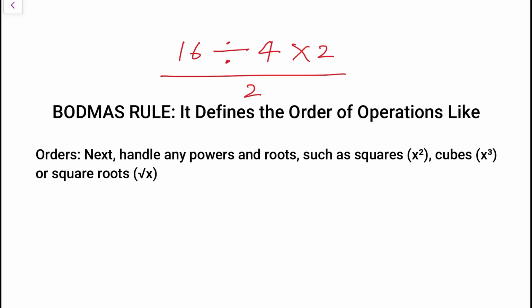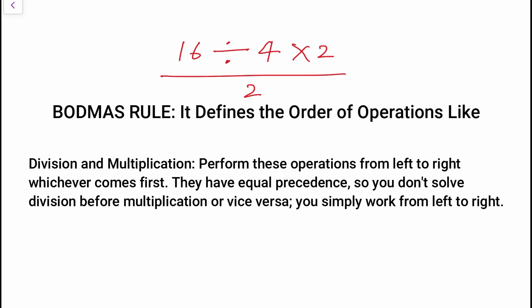And O stands for order. Next, handle any powers and roots such as squares, cubes, or square roots. Next one is division and multiplication. Perform these operations from left to right, whichever comes first. They have equal precedence, so you don't solve division before multiplication or vice versa. You simply work from left to right.